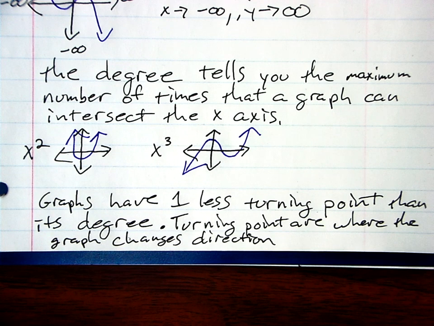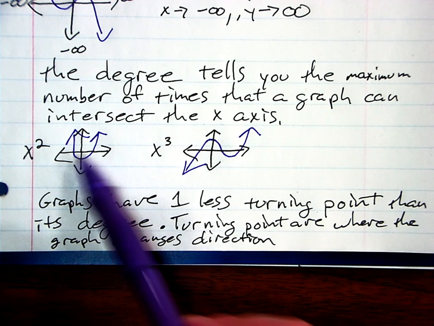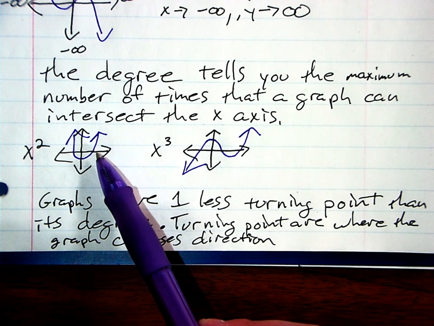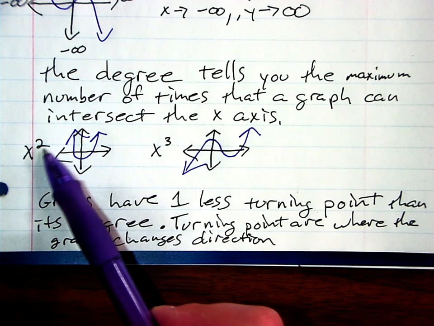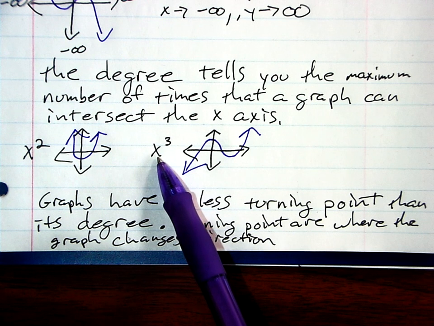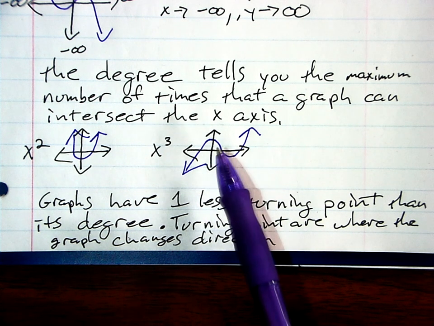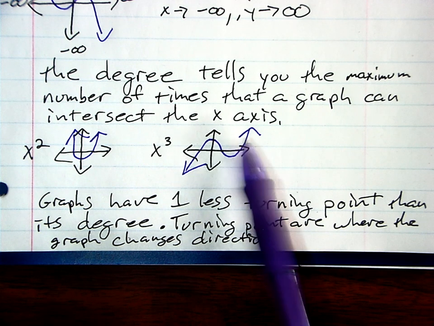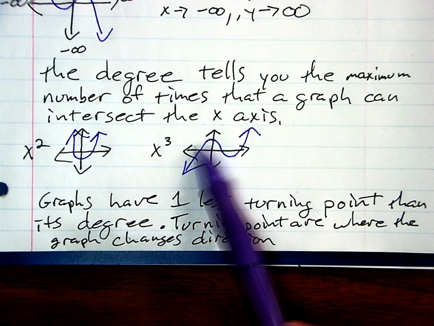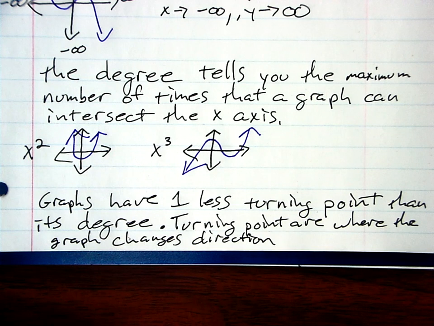All right, for example, an x squared is a parabola. It crosses the x-axis twice, but how many times does it change direction? One less than 2, so it only changes direction once. This is a cubic. It changes directions one less than 3, so it's going to change directions twice. It changed directions once here and once here. That's twice. Not that difficult.